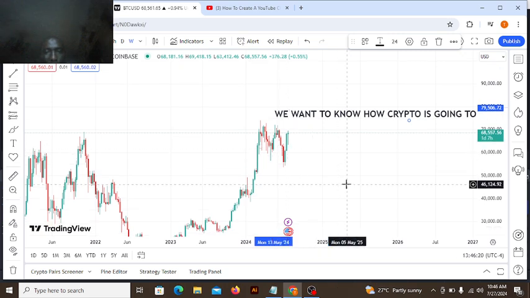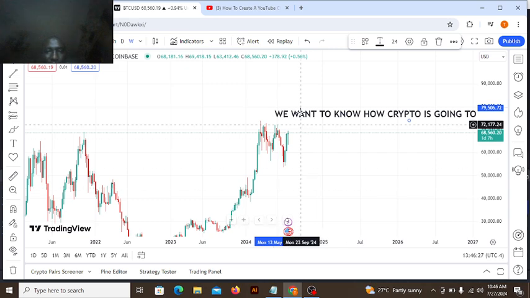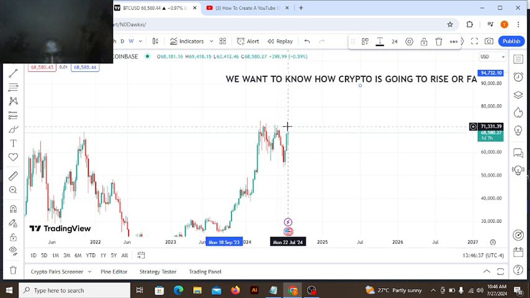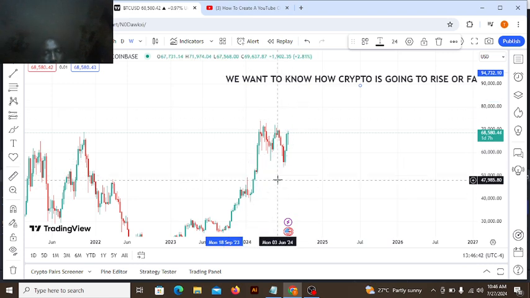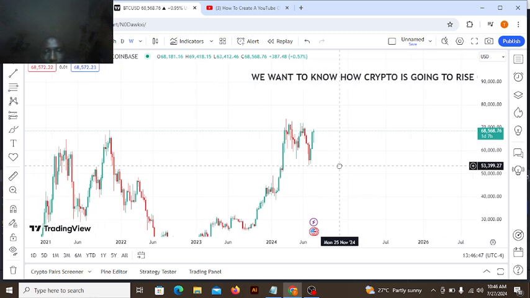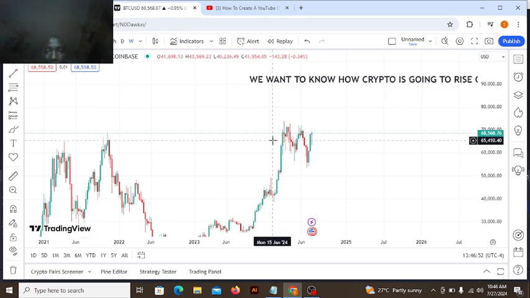So look at it. How do we know? How do we catch this move? This is what we are going to discuss now. This particular move: how do we know the market is going to move, and how do we know if the market is going to go up or come down to this level? This is how I do it.